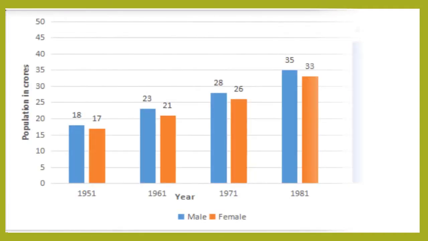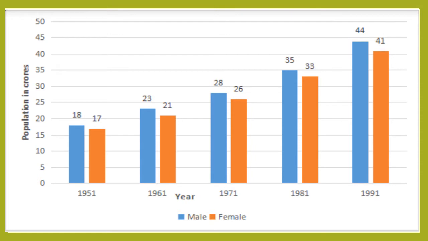In the population composition, the first and important one we are going to learn about is sex ratio. So children, what is sex ratio? When you say sex ratio, it is the total number of females per 1000 males. So for every 1000 males, how many females are there? That is how we calculate the sex ratio.